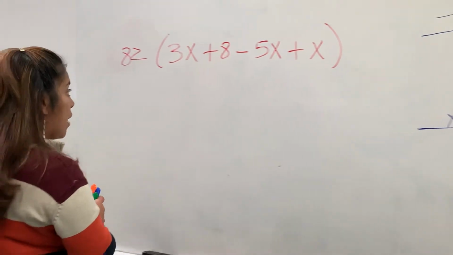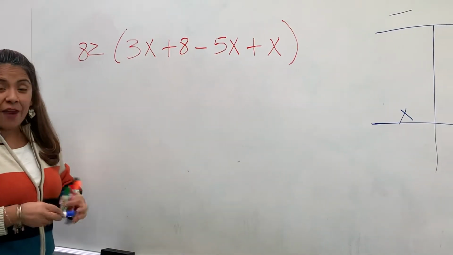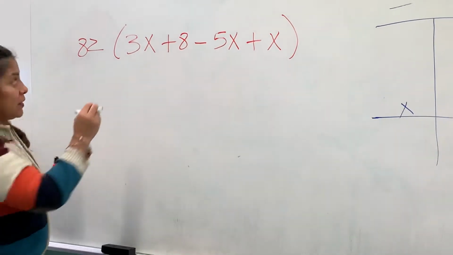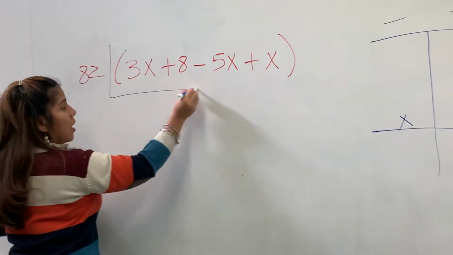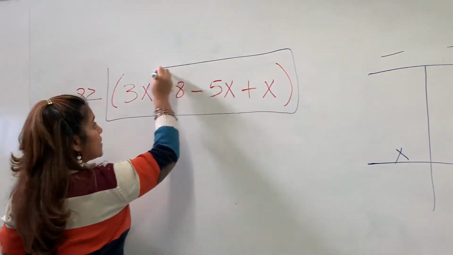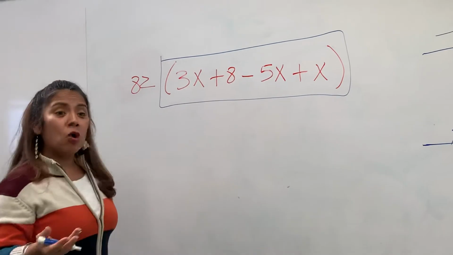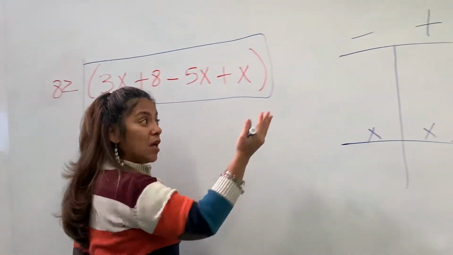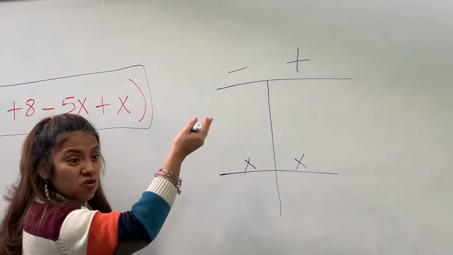Okay? If I'm going to be using the distributive property, I'm going to focus first on what I have inside my parentheses. Only my inside parentheses. I'm not even going to look at the outside. I'm just going to focus on the inside parentheses. I know that I have positive and negative, so I'm going to write them on my T-chart, because my T-chart will help me to add and subtract.